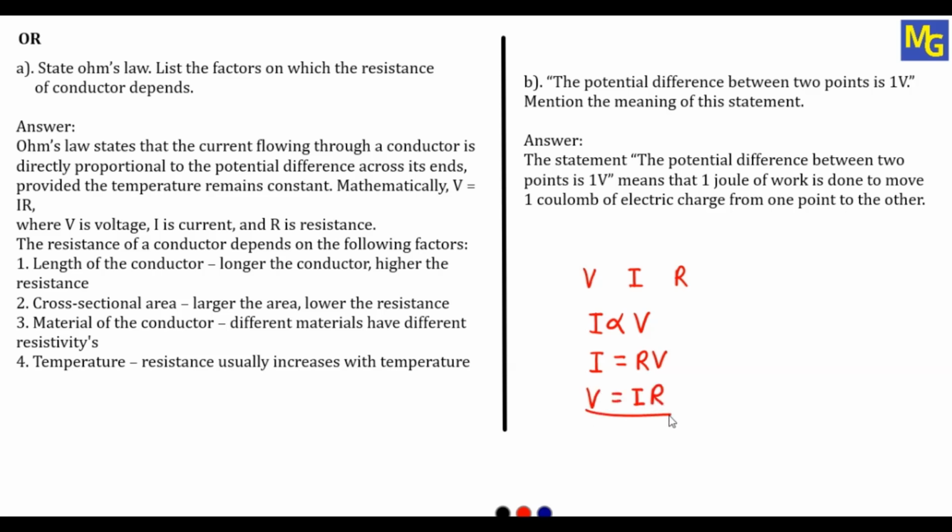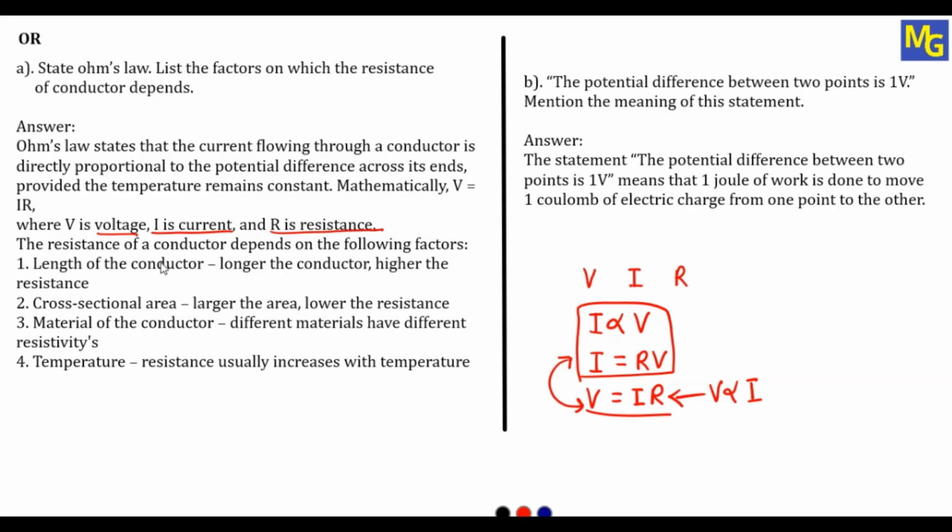How do we get this formula? If V is directly proportional to I, then the constant R can be taken. If you say I is directly proportional to V, then the constant R will be taken as well. So both these formulas are the same, where V is voltage, I is current, and R is resistance.